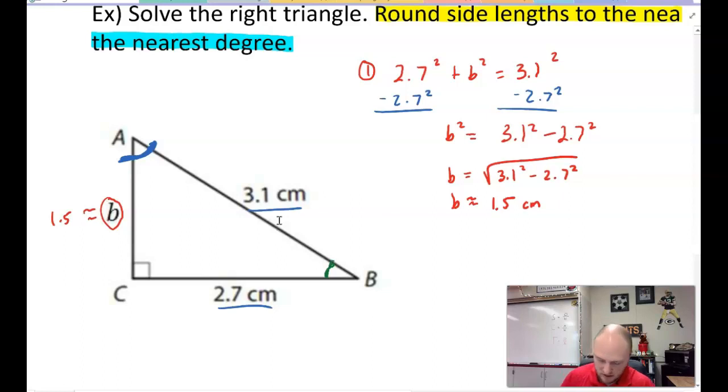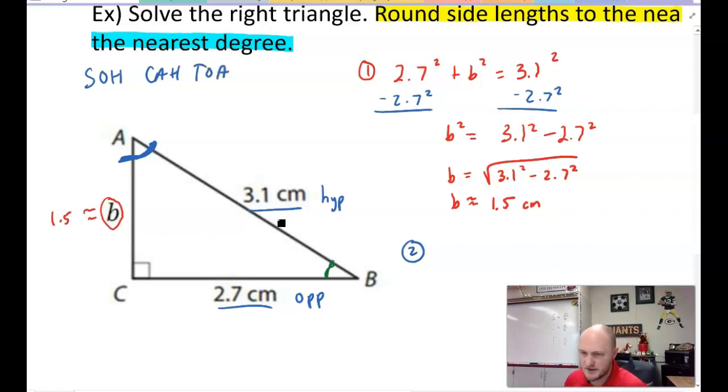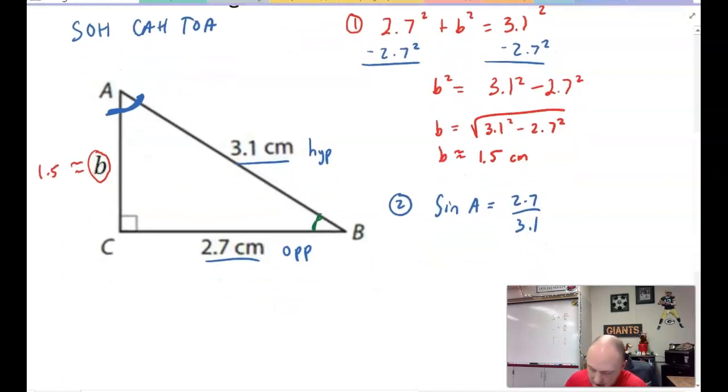So what sides are they? Well, opposite of A is given, as well as the hypotenuse. So that is the trig function sine. So SOHCAHTOA. And again, if you ever forget, you can write SOHCAHTOA down on your paper. So opposite and hypotenuse is sine. Okay, so sine of A is equal to 2.7 over 3.1. And I want to solve for A, so I'm going to use the inverse.